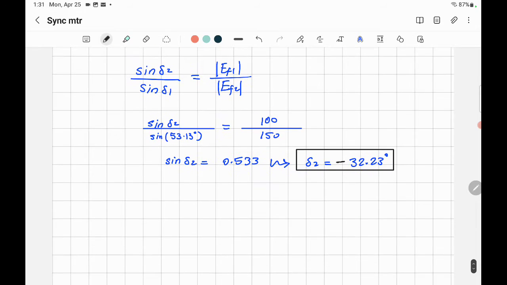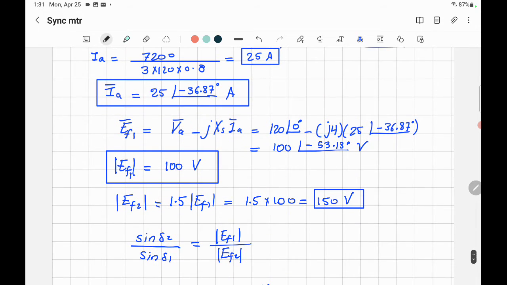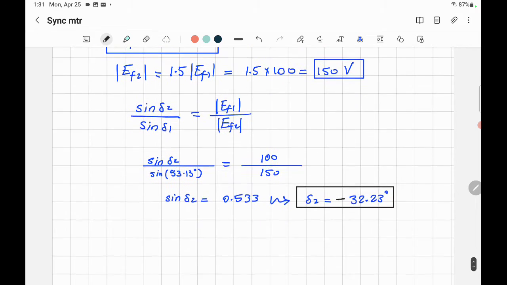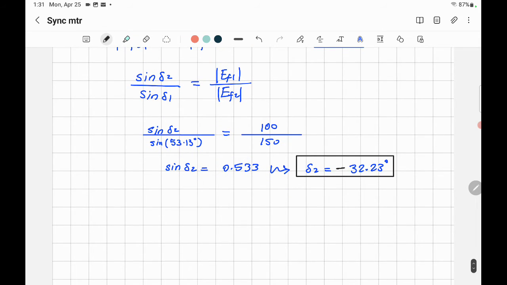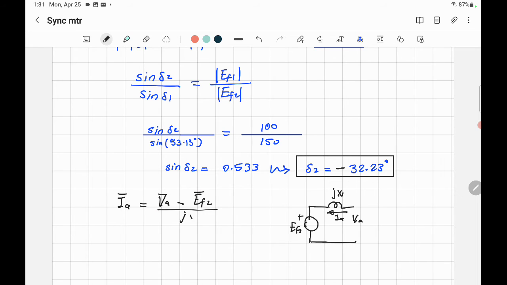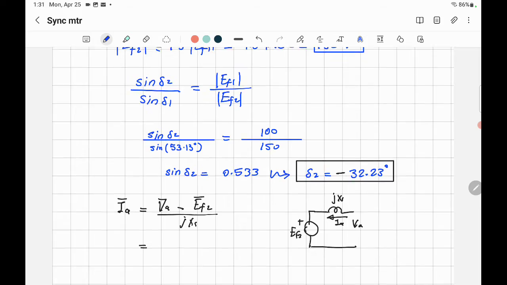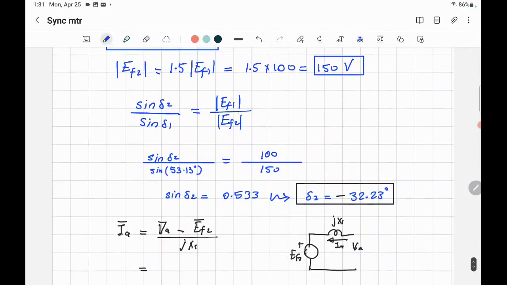Armature current, now it's easy. Always the armature current, we use this equation. So now the armature current, just to make it easy for you, I'll just sketch it again. EF2, VA didn't change, and this is the current IA. So IA will be equal VA minus EF, the new one, magnitude and angle, divided by JXS. Now let's just substitute by the values that we have. VA, it's equal to 120 volts on angle 0.